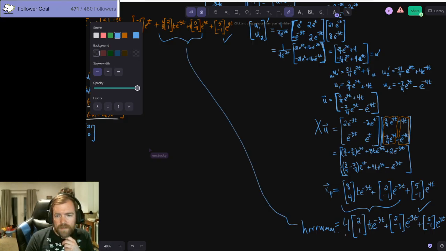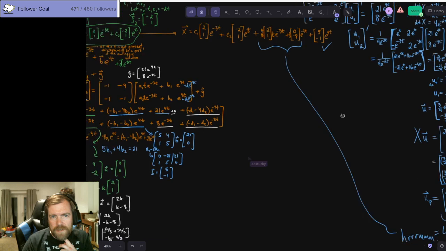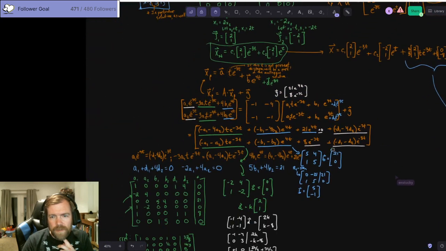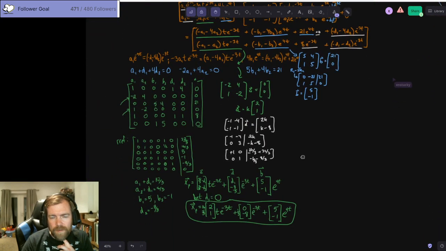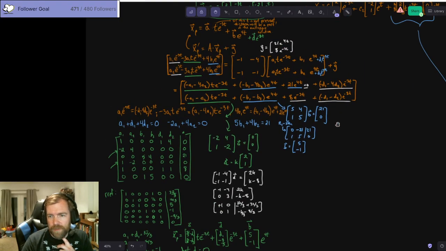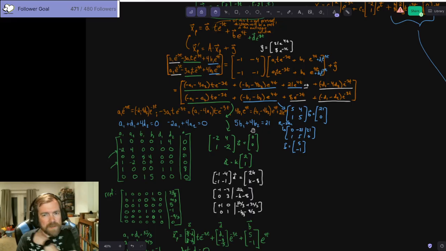Right. And if I had to guess, I would probably say that maybe somewhere in here I messed up an equation. I know for one of them I definitely dropped the 21 first and then added that back in. So it's possible that I miscopied something in here. If so, that's a little frustrating.